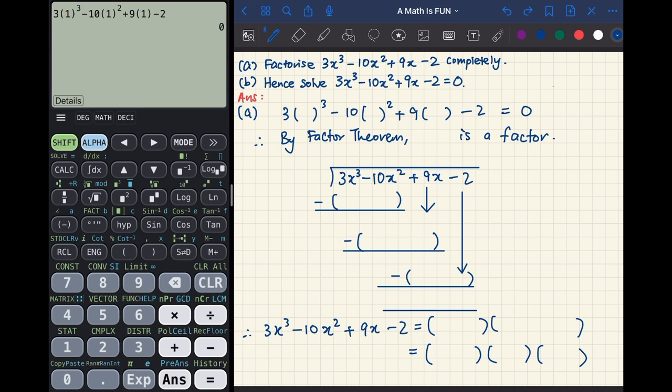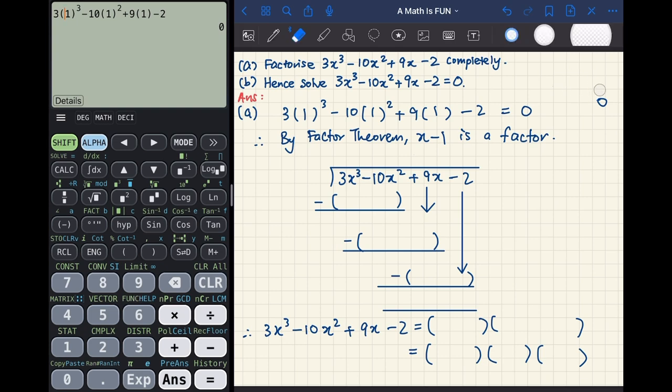First of all, as described before, I will be using trial and error to figure out one of the linear factors. Here I try x equals 1, so by working backwards, x equals 1 is x minus 1 equals 0, and therefore I conclude x minus 1 is a factor by the factor theorem.